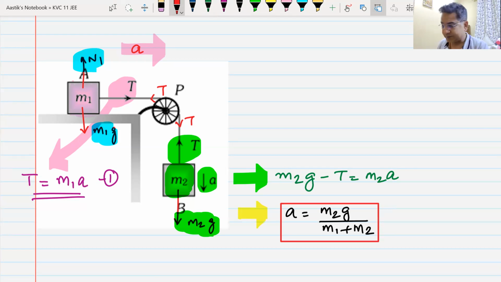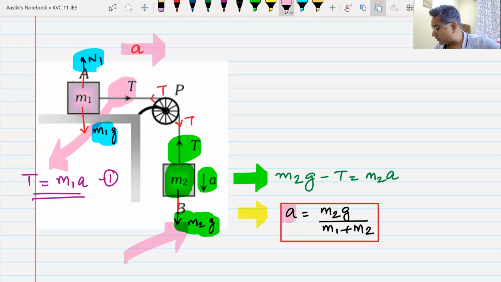Yes or no? The only force which is trying to pull it downwards is M2G. Go back to the problem on pulley. Downward force is only on one side. There is no force on the other side. So net force is M2G. M2G divided by M1 plus M2 becomes your acceleration.